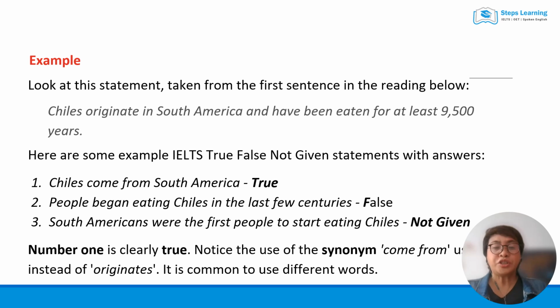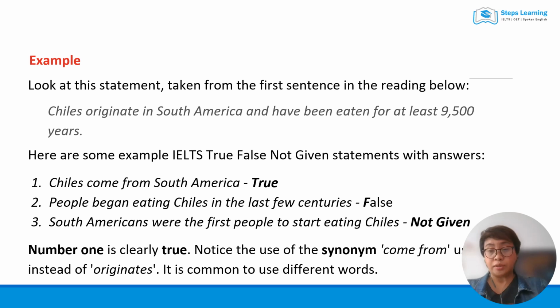So first, chiles come from South America. So why is it true? Because you can find in the statement that originate and come from are synonyms. And then, of course, there's no synonym for South America, and you find it in the text. So that's why the first statement is true.